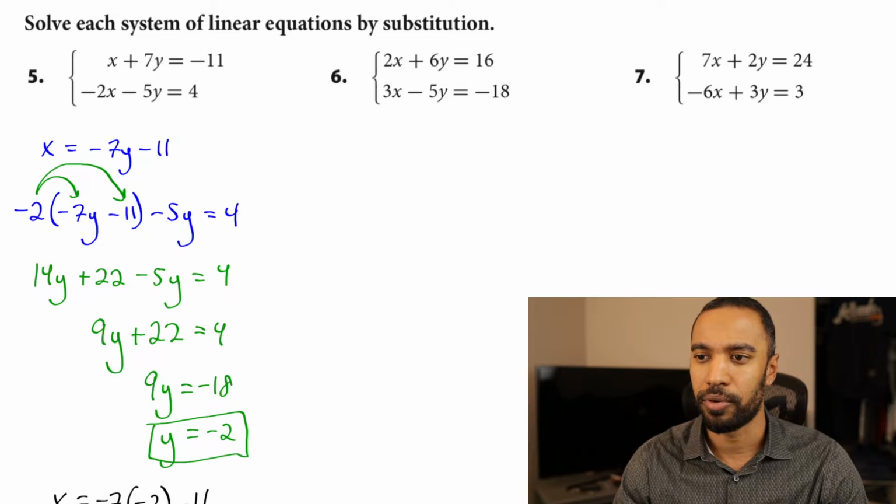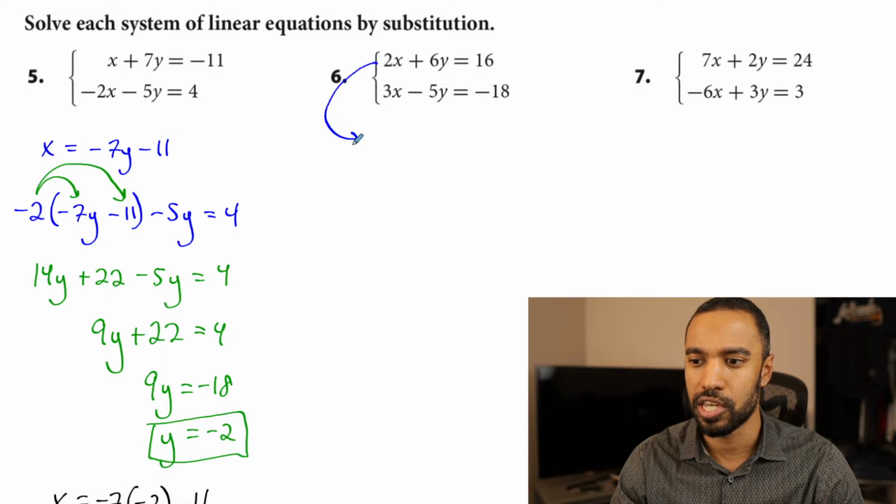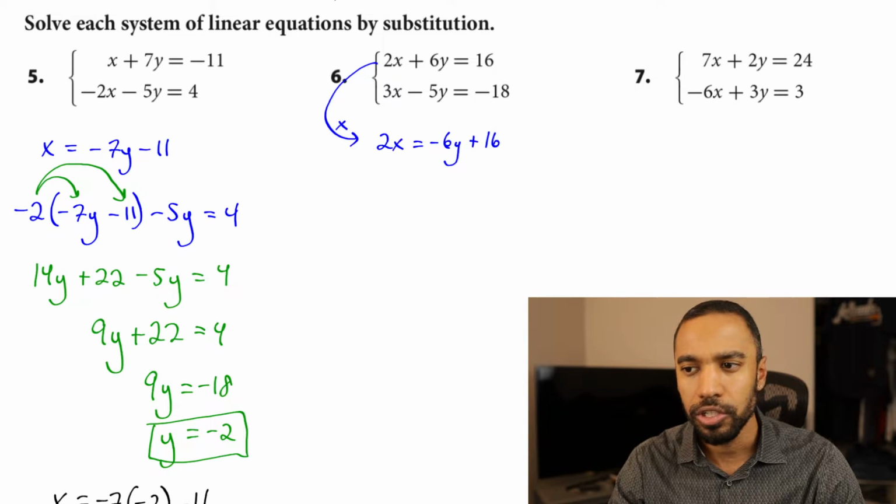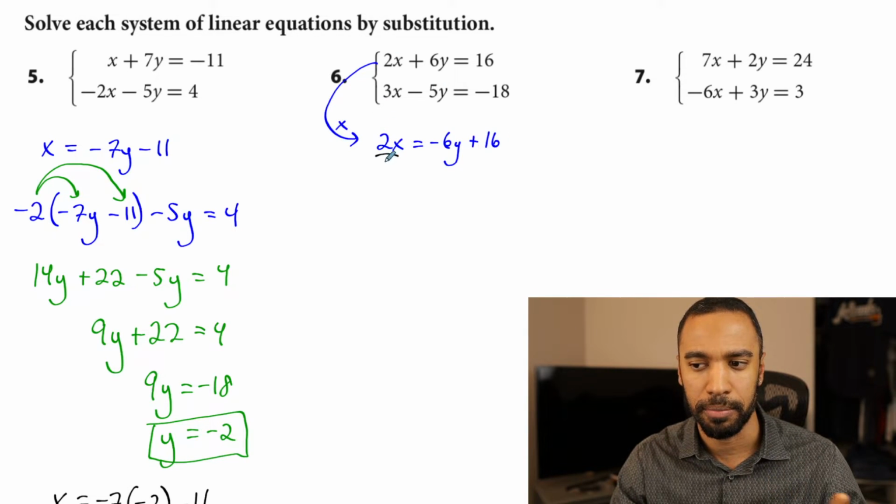By isolating a variable, that means getting it by itself. So I can take the top equation, and let's say that we get x by itself. Getting x by itself means that we would subtract 6y over here. So I'd get 2x equals negative 6y plus 16. And I'll just show you the step this one time. I'm going to divide everything by 2.